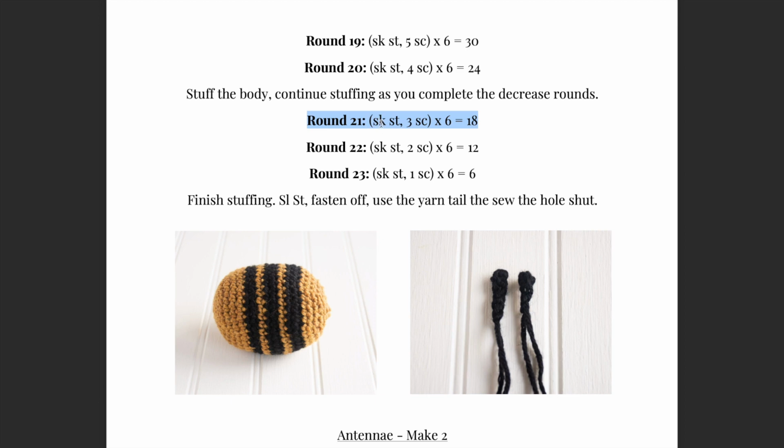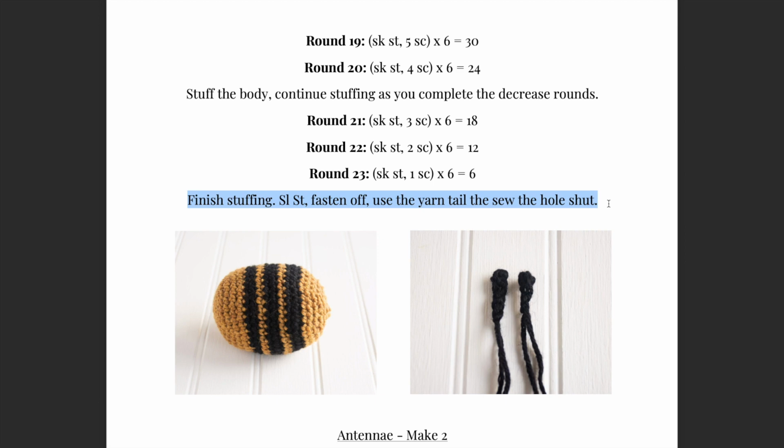So in this line, we learned that in the abbreviations section, SKST stands for skip a stitch. So in this line, I'm just telling you to skip a stitch, work 3 single crochet, repeat that process 6 times for a total of 18 stitches. And then down here, it lets you know exactly how to finish off the piece by slip stitching, fastening off, which just means tying a knot, and then sew the hole shut with the yarn tail.